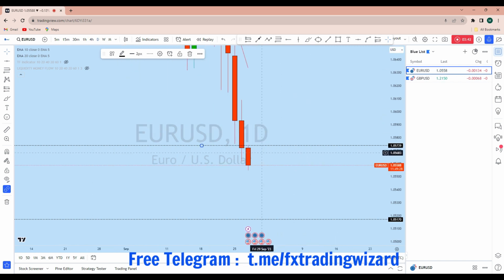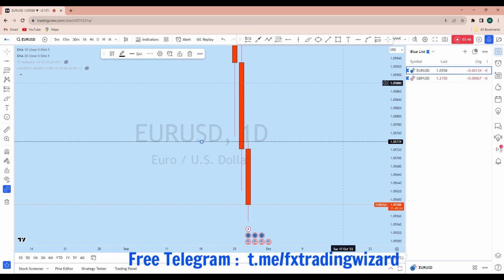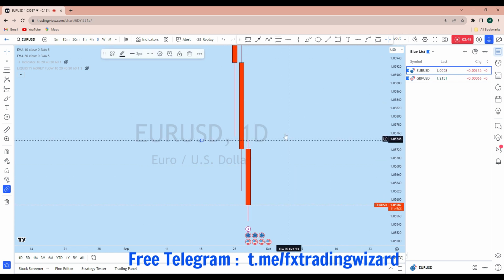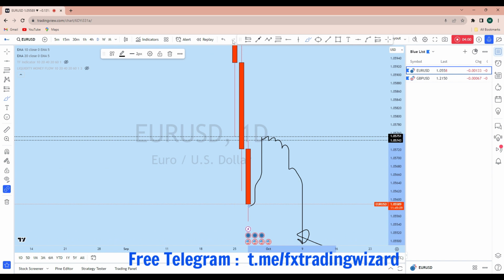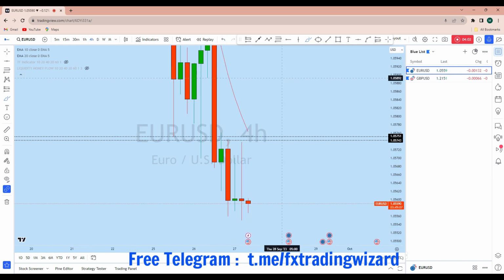Now if you look at the daily perspective, we saw in the previous session the price has tested this level. Still there is a little bit of imbalance in that zone. If you look at this fair value gap, we can see that EUR/USD still did not fill that imbalance, and we can expect the price to go ahead and fill that imbalance, and from this zone we can expect EUR/USD to break towards the downside.